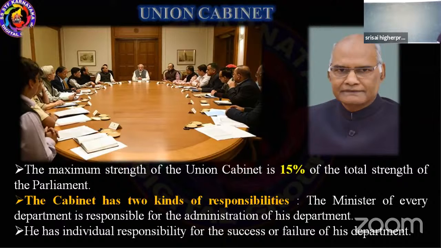Like that, the individual ministers of a particular department will be responsible for all the success and failure of their department. If they get success, it may also go to him. If they get failure, it may also go to him only. It means he has to take all the successes and failures.